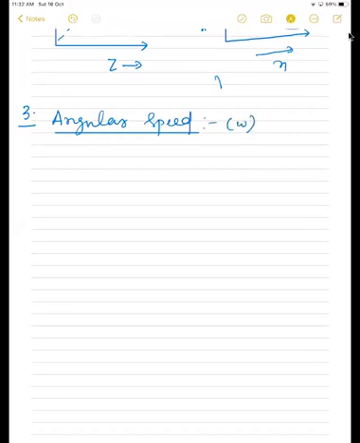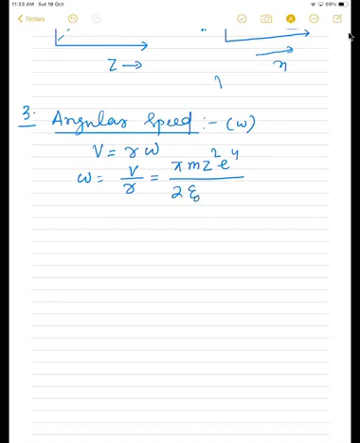You know linear speed V is equal to r times omega. So omega will be equal to V by r. By putting the values, since you already got the value of V, you get pi m Z square e to the power 4 and so on. All those derivations we will do after your term 1 exam. Now we are learning this for the JEE January attempt, where a direct question used to come on this.